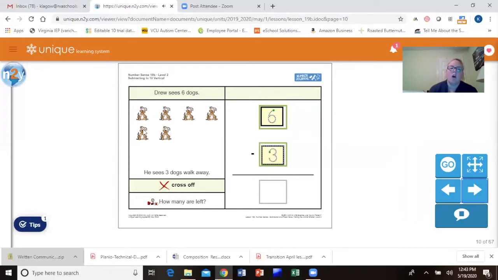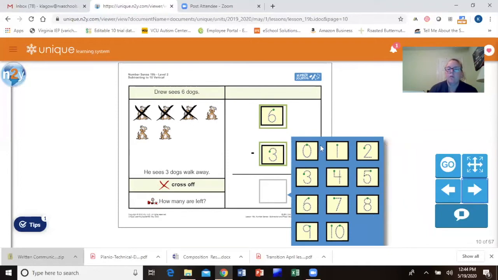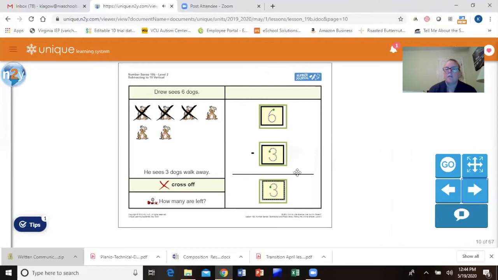So we need to cross off 3 dogs. Here we go. 1, 2, 3. How many do we have left? 1, 2, 3. Who can find the number 3 here? Point to it. There's that number 3. So 6 take away 3 equals 3.